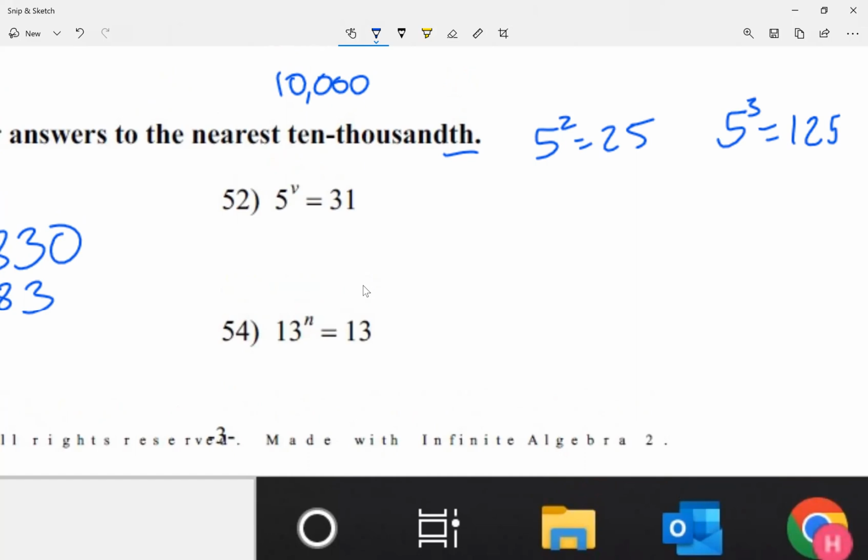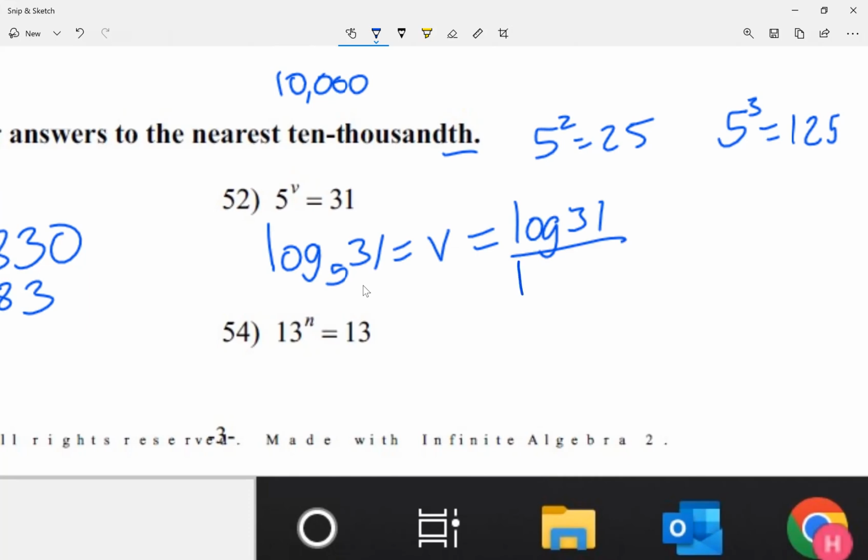Now let me write this in logarithm form. It's in exponential form. The base is 5, so I'm just going to do log base 5 of 31 is equal to v. Again, if you have the type of calculator where you can just change the base, type in log base 5 of 31, and you're good to go. If you don't have those calculators, we're going to type this as log of 31 divided by log of 5.